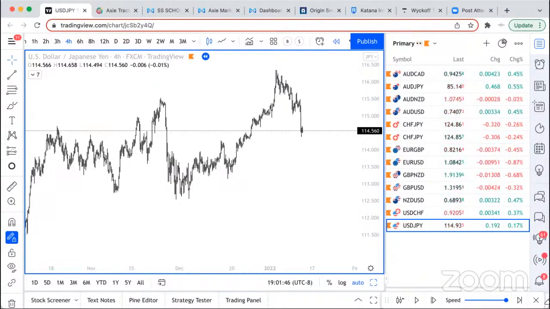All right, so we're going to just be starting off from a 4-hour point of view right now, and ultimately this is considered a lower time frame.